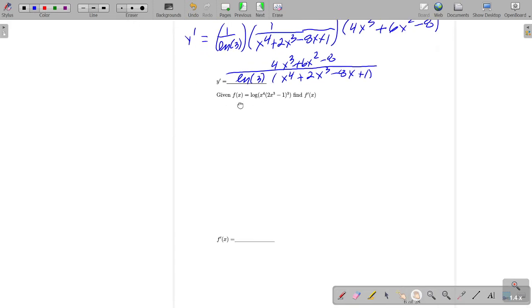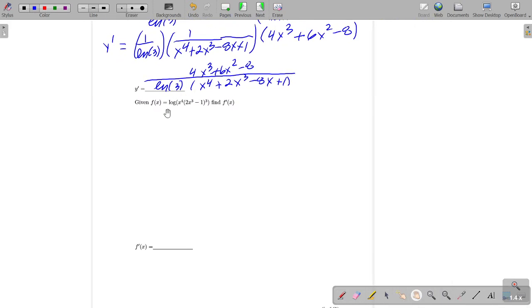I'd like you to try that one. Okay, so for this one, we're going to use the log properties first. So this is going to be the log of x to the fourth plus the log of 2x cubed minus 1 cubed.